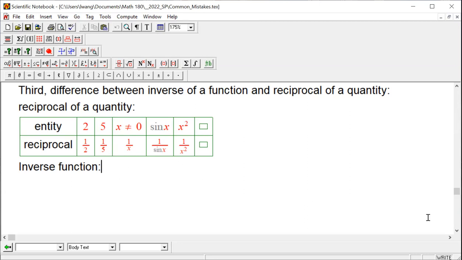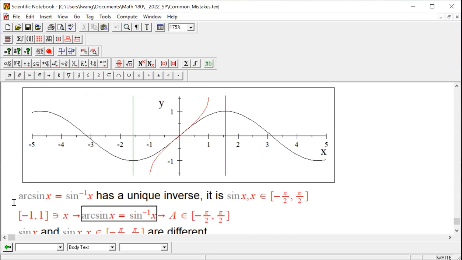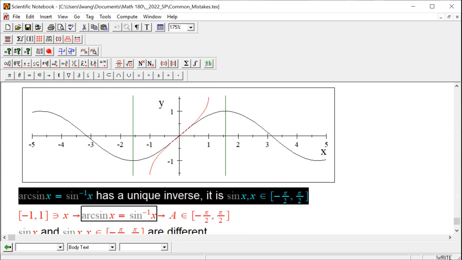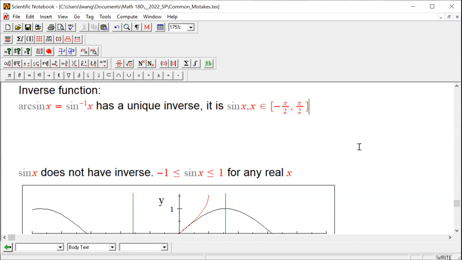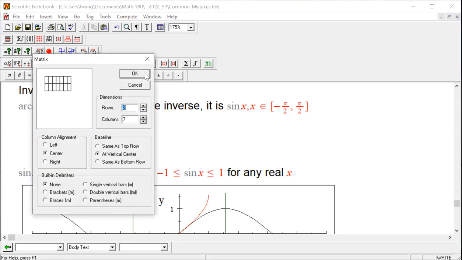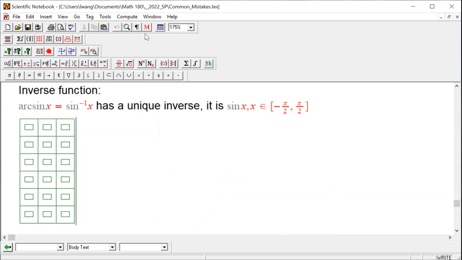For example, we just talked about how sine doesn't have an inverse, but arc sine has an inverse. So let's look at the making of this process. Arc sine has an inverse in this particular example, which is most relevant to our study. So I'm going to make a table again, just 3 columns, more rows. I'm going to make two such tables.